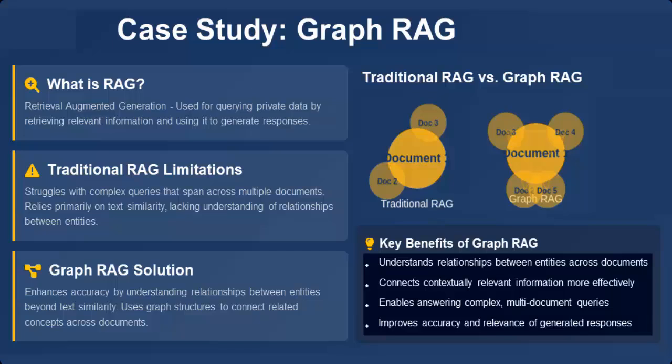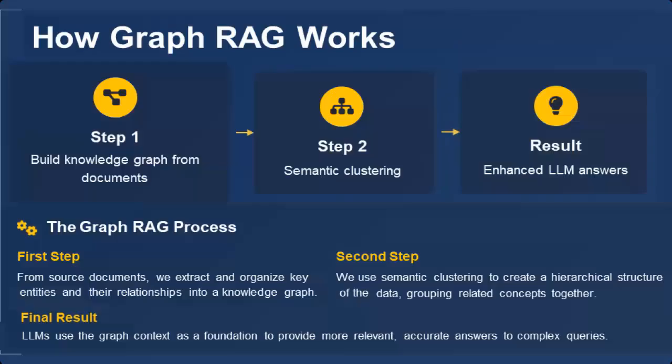That's where the Graph RAG approach comes in. Here's how it works. First, it constructs a knowledge graph from the source documents, identifying the key entities and their relationships, and this graph is then used to create a bottom-up clustering that organizes the data hierarchically into semantic clusters. This clustering allows for a more holistic understanding of the dataset.